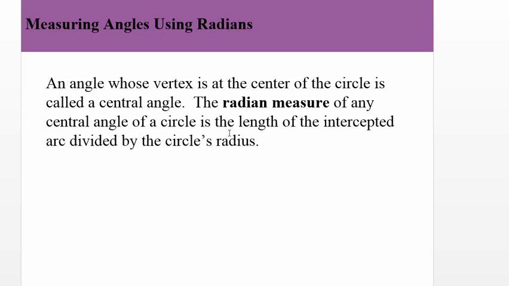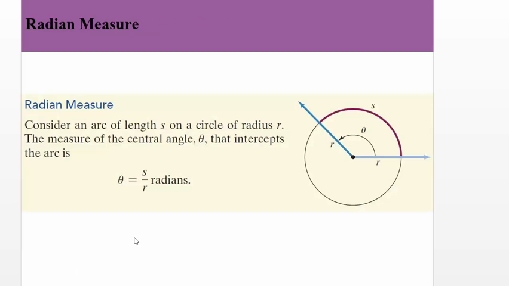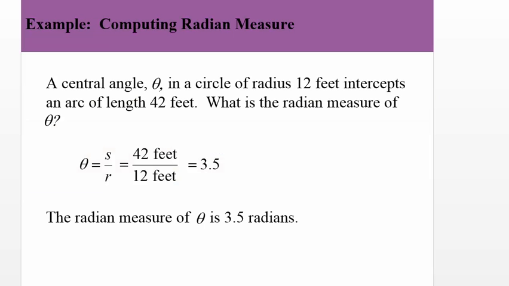A radian measure of any central angle of the circle is the length of the intercepted arc divided by the circle's radius. All right, so we've got a picture here, and it says consider an arc of length s, so they call s arc length here, on a circle of radius r here. We can get this central angle in radians simply by taking that arc length and dividing by the radius. So we'll go ahead and look at an example of that here.